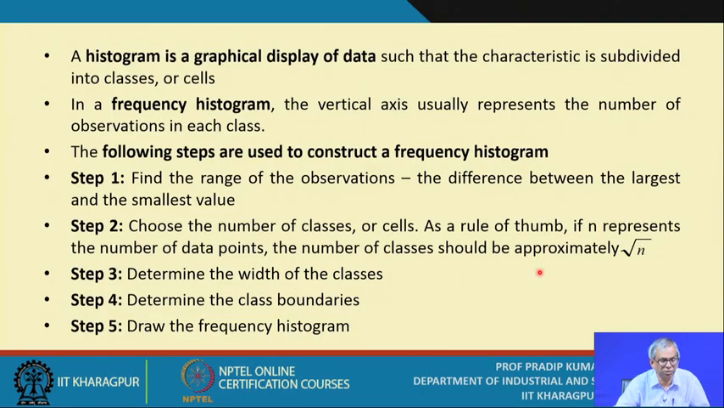So this is very simple. A histogram is a graphical display of data such that the characteristic is subdivided into classes or cells. These have already been determined. So these are the steps involved. The following steps are used to construct a frequency histogram. Find the range, then choose the number of classes or cells. You use the formula square root of n, determine the width of the classes, determine the class boundaries, and draw the frequency histogram.